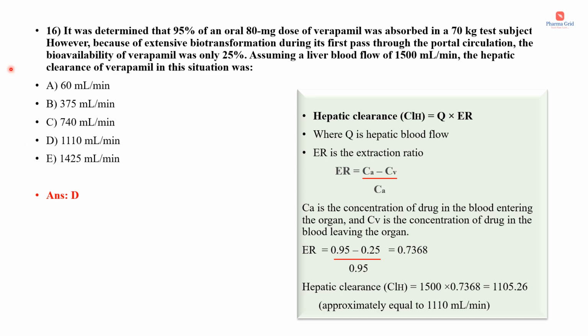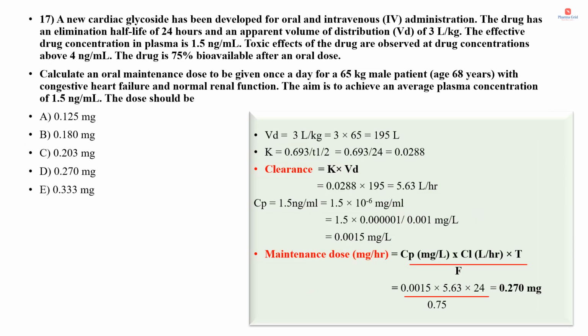So here the correct answer is option D, which is the hepatic clearance of verapamil in this situation. Next question. A new cardiac glycoside has been developed for oral and intravenous administration. The drug has an elimination half-life of 24 hours and an apparent volume of distribution of 3 liter per kilogram. The effective drug concentration in plasma is 1.5 nanogram per ml. Toxic effects of the drug are observed at drug concentrations above 4 nanogram per ml.